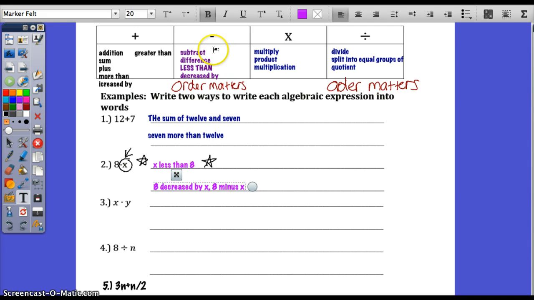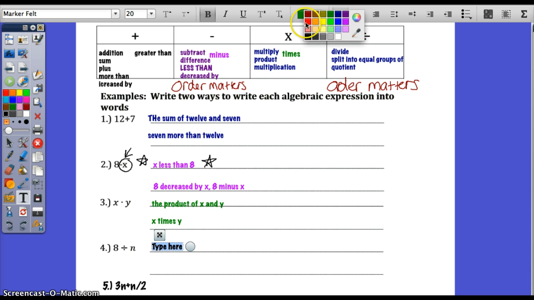We didn't add "minus" up here, but we can go ahead and do that, mainly because it's not the best way to say it. It's more elementary. Now when we move on to number 3, we could have the product of x and y. We could just simply say x times y. And again, we didn't put that one up here, but we can add it up there. "Times," because it is a word for multiplication. You could say x multiplied by y. Those are all good.